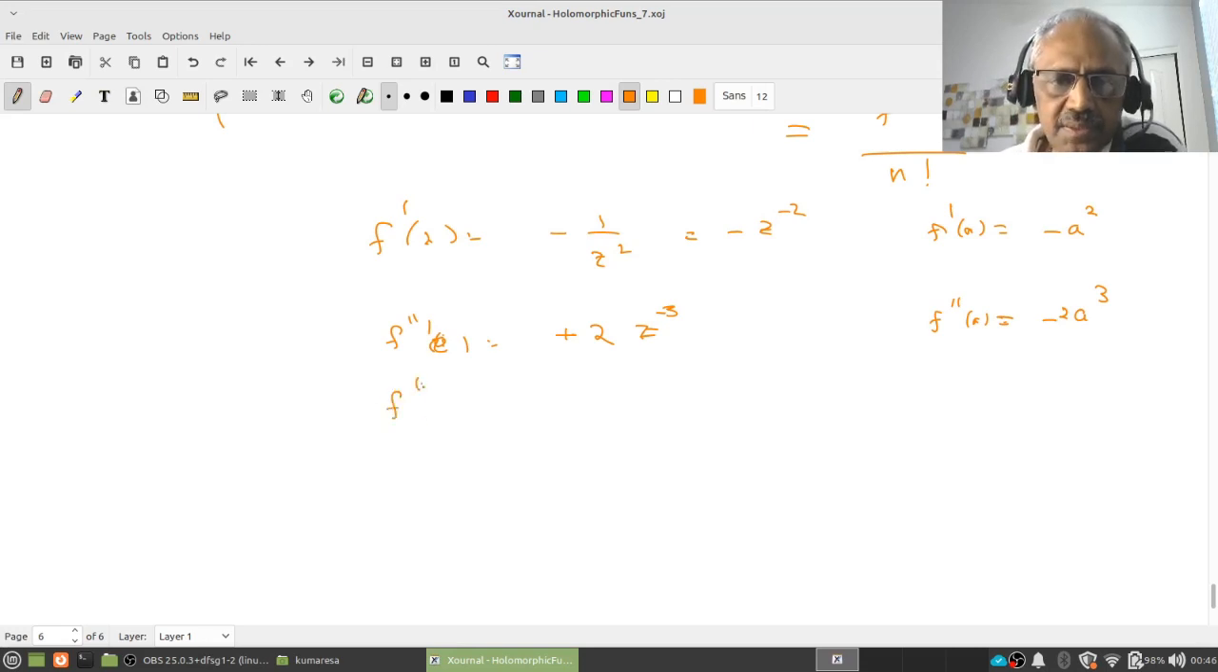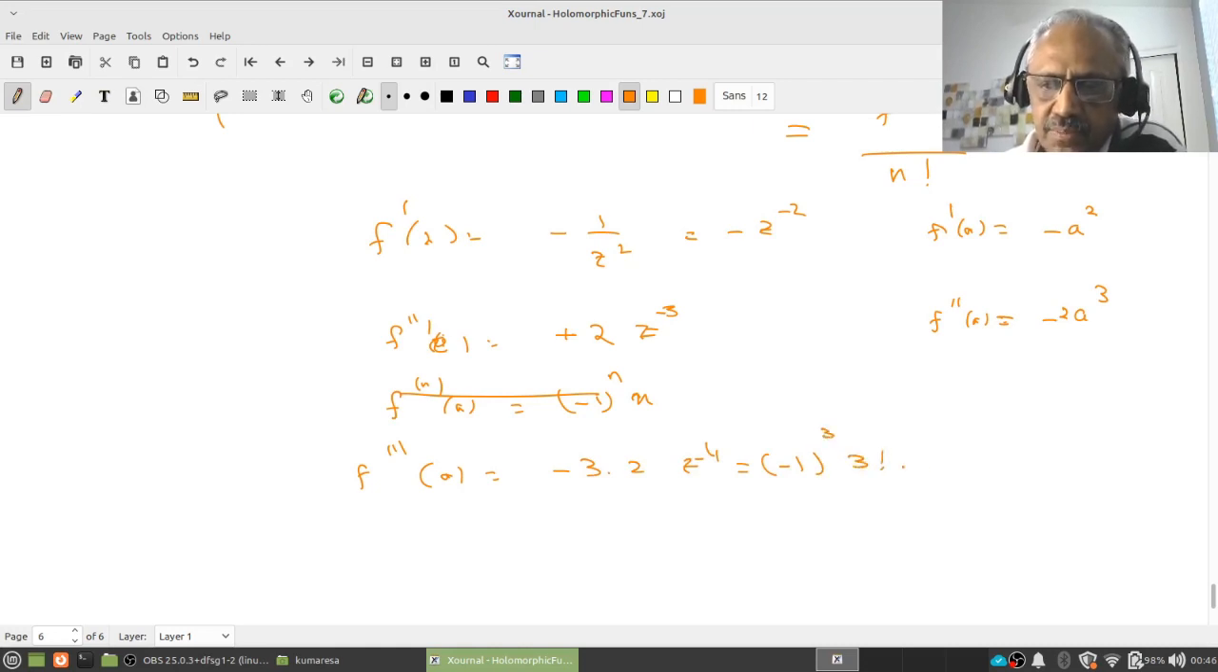Okay, let us assume f n of a is going to be the nth derivative, meaning minus 1 to the power n, and so on. So if you want, let us do f triple dash of a, that is going to be minus 3 into 2 into z to the power minus 4. Therefore minus 1 to the power 3 into 3 factorial into z to the power minus 4. Therefore f triple dash of a is going to be minus 1 to the power 3, and 3 factorial, a to the power minus 4, right?